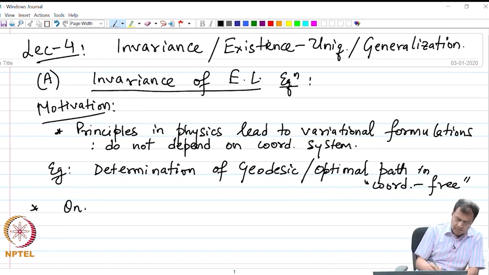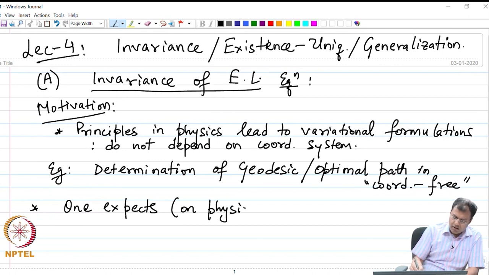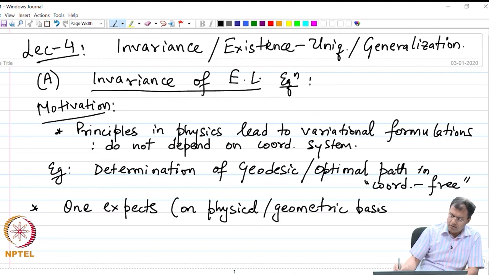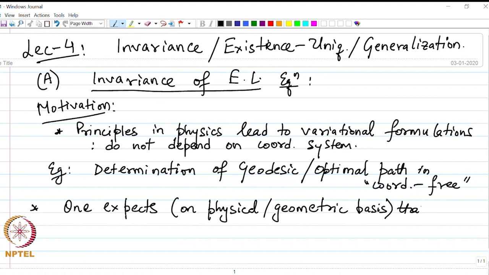So, one expects on physical or geometric basis that Euler-Lagrange equations are also coordinate invariant, right. This is the expectation, this is the intuition that is provided to us, and we will show that this is indeed the case in the form of a theorem later on.